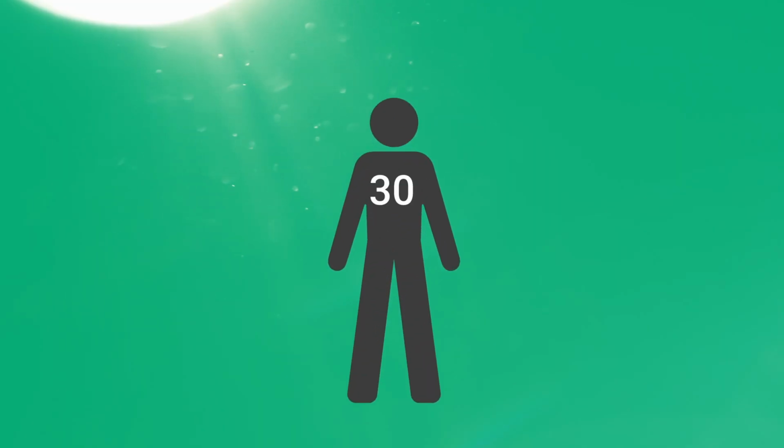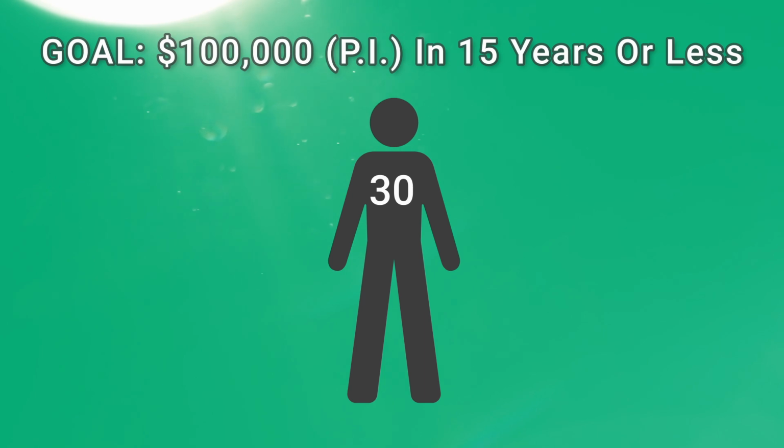Let's take a look at another example. Today, we have Jim Bob, who is aged 30. Jim Bob wants to have a passive income of $100,000 in 15 years or less. Essentially, knowing the return of investment on his most recent purchase will help forecast when Jim Bob's property may have enough equity to recycle and purchase his second investment property.